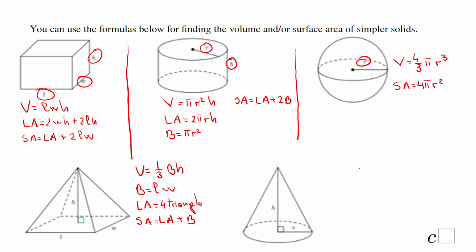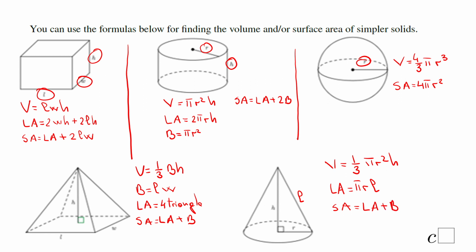Let's go to the last one, the cone. The volume will be 1/3 area of the base, which is a circle, so pi r squared h. The lateral area is pi r l. What is this L? This you don't see here, it is the slant height. And the surface area will be this lateral area plus the base.